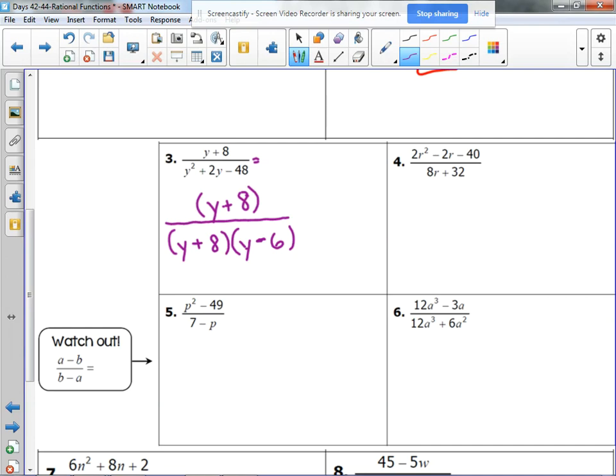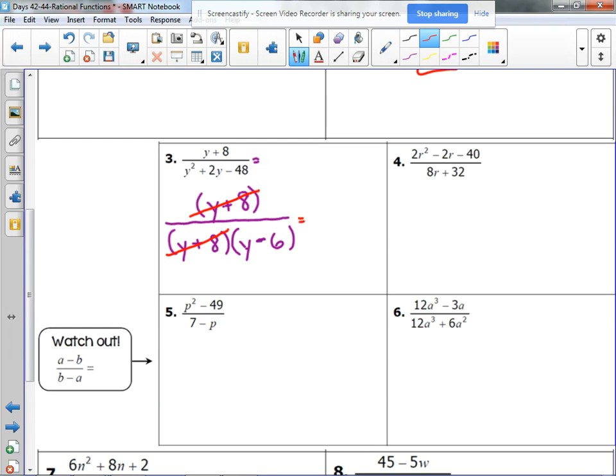And then if that's a positive 8, would that be a negative 6? Would that work out? It does. Check it. y times y is y squared. The outside is negative 6y. The inside is positive 8y. Negative 6 plus 8 is positive 2. And 8 times negative 6 is negative 48. So it works out. So we have y plus 8 in the numerator. We have y plus 8 in the denominator.